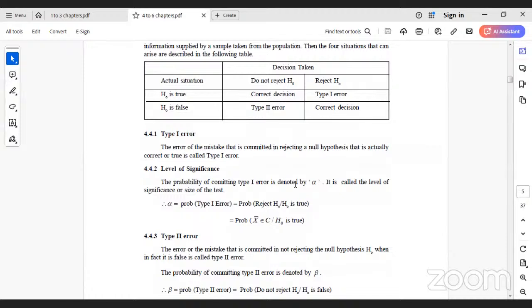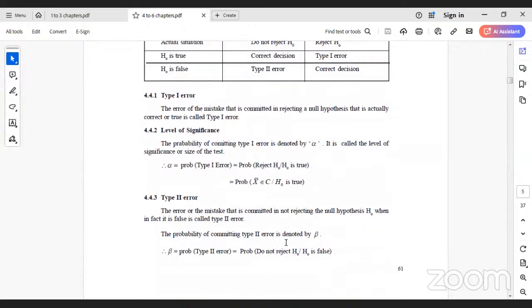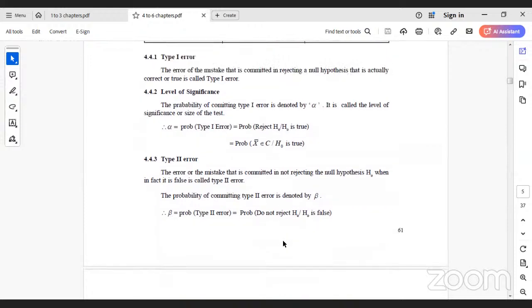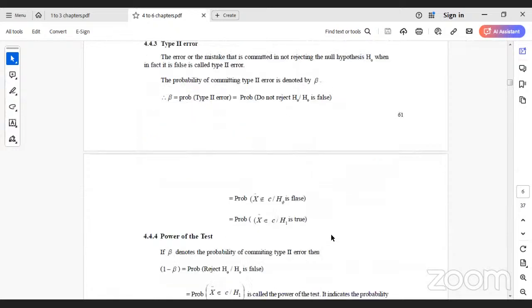Type 2 error. The error or mistake that is committed in not rejecting the null hypothesis when it is false is the type 2 error we are taking here. The probability of committing type 2 error is denoted by beta. Beta is the probability of type 2 error, which is do not reject H0 when H0 is false. X does not belong to C when H0 is false. X belongs to C when H1 is true.